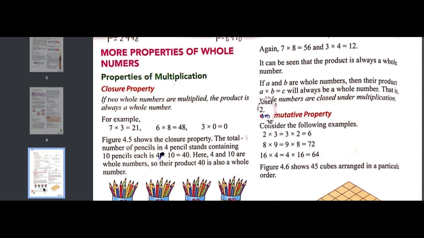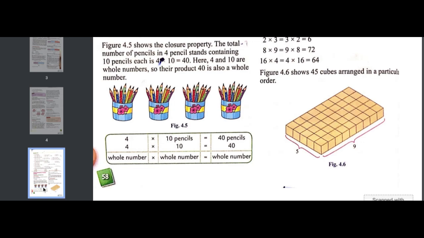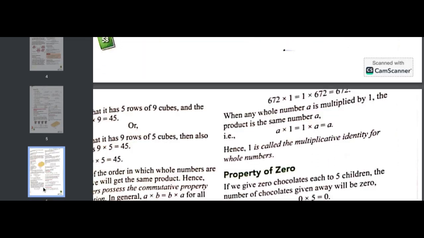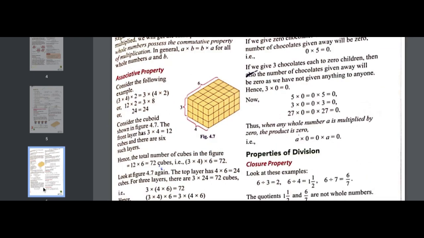Okay, more properties of whole numbers. This is the closure property, and this is the commutative property. We can make so many multiples. For example, 4 multiplied by 10 gives me 40 pencils. 4, 10, 40: whole number, whole number, whole number. By multiplying any whole numbers, the answer will be a whole number. These are further properties, like the property of zero.